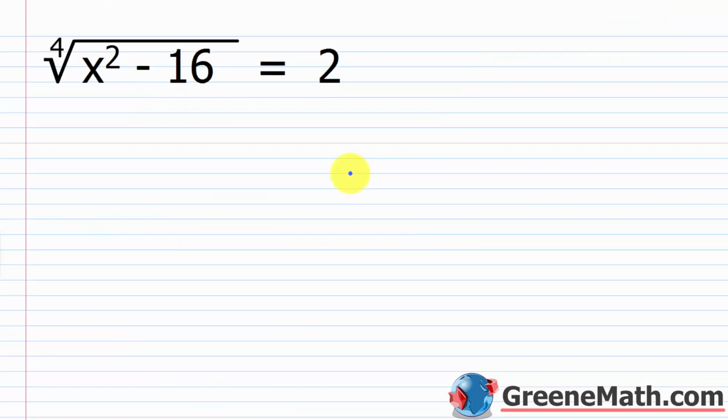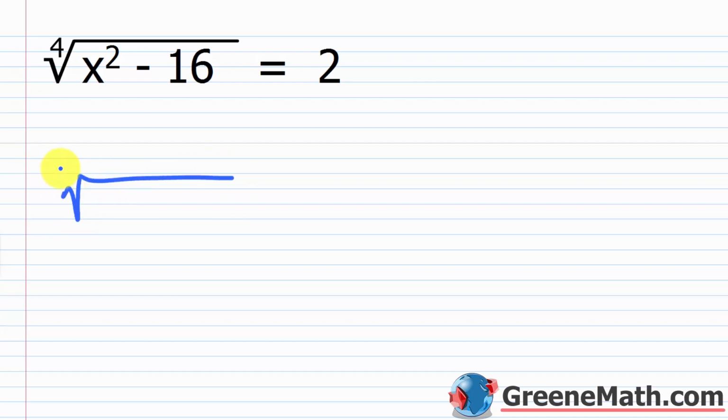All right, let's take a look at one with a fourth root involved. So we have the fourth root of x squared minus 16 is equal to 2. So very easy to solve this. If I want to get rid of a radical with an index of 4, I'm just going to raise both sides of the equation to the 4th power, right? This guy's already isolated for me.